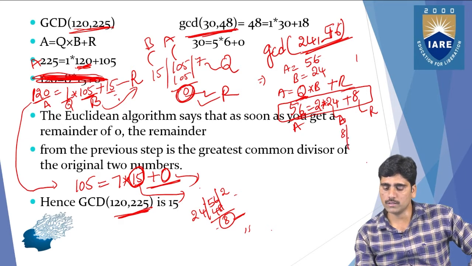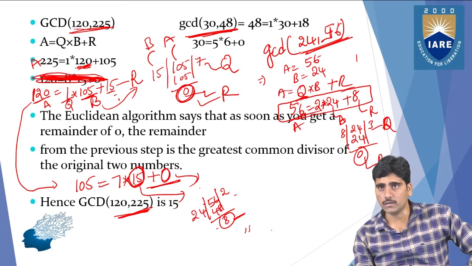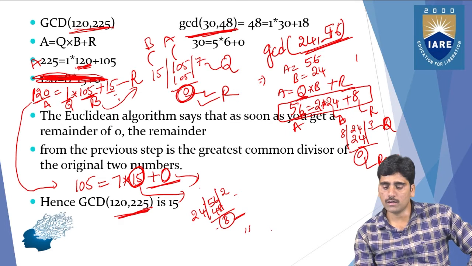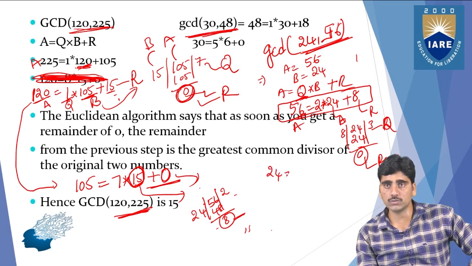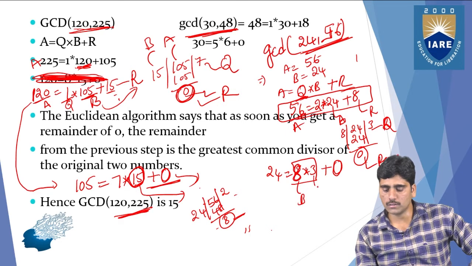So, 8 into 24. 8 threes are 24, right? 24 minus 24 is 0. So 3 is the quotient and 0 is the remainder, right? Now reform the statement. So how can we write it? 24 equals 8 into 3 plus 0. Here 8 is the B value, 3 is the quotient value, and 0 is the remainder value, right?